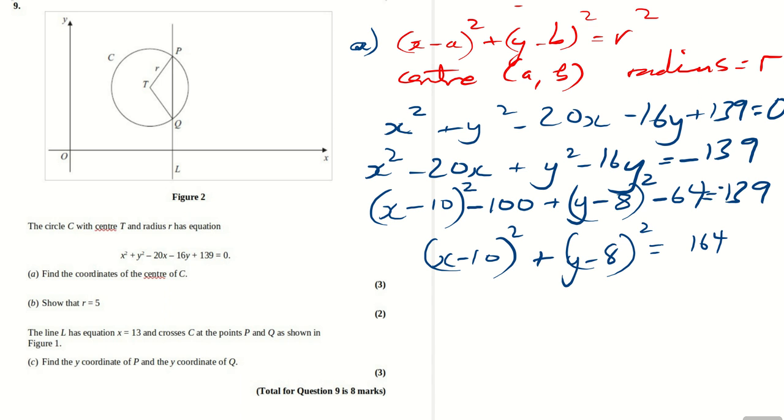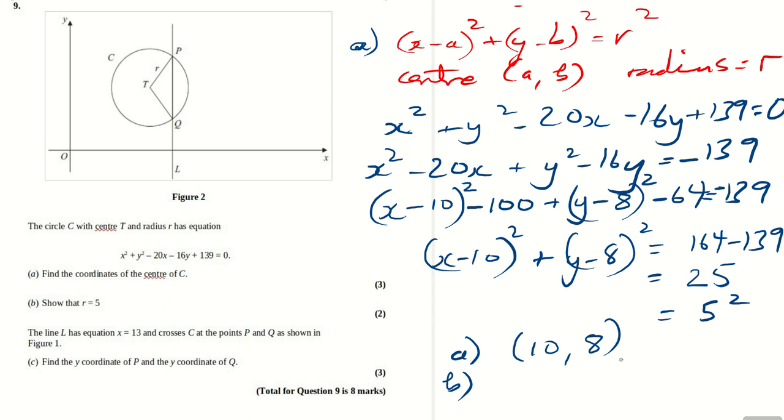That should be a plus there, sorry. 164 minus 139, which comes to, I think, 25, which is the same as 5 squared. So we can now say that the coordinates of the centre are 10, 8, and the radius is the square root of 25, or in other words 5. Radius equals 5.